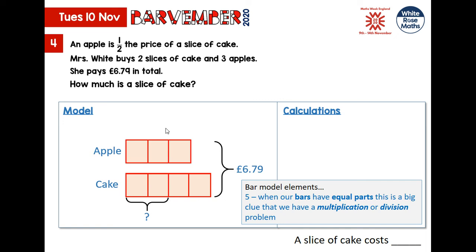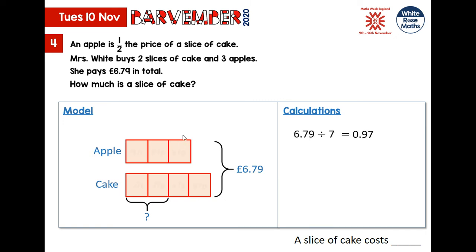And it just wouldn't be obvious when you read the question to start with that this is about dividing by 7. 7 doesn't appear anywhere in the question, and it's only when we draw a model that we see that. So I really like this question. And I'll let you follow through the maths.